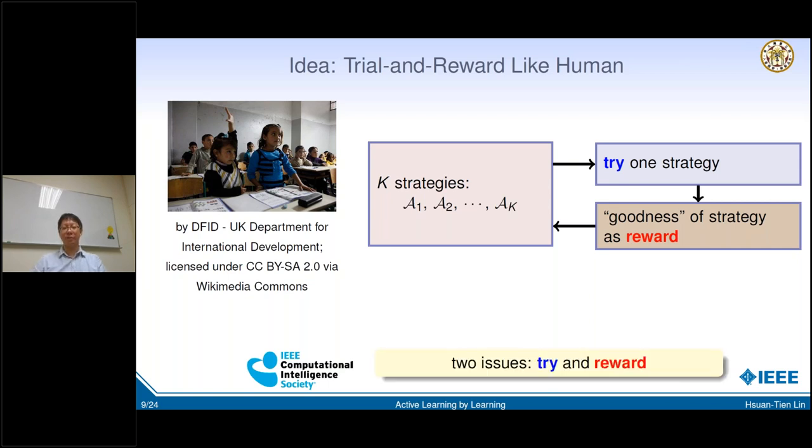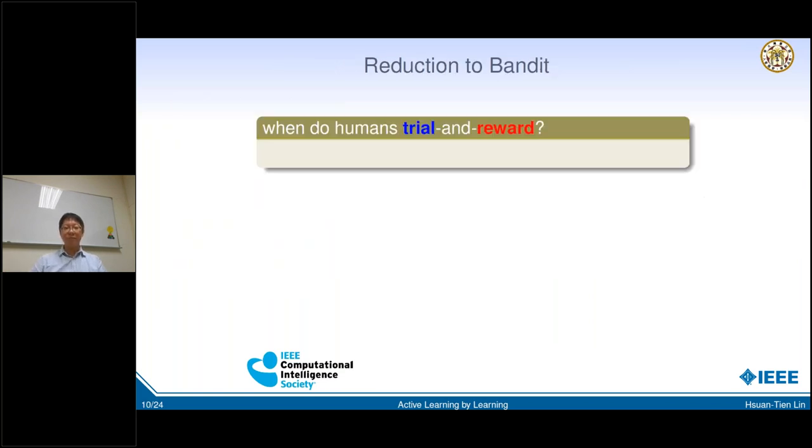There are two issues in designing this algorithm. One is how to try, and the other is how to set a reward function. Let's separately look at the two issues. Firstly, how to try. When do humans do this try and reward setting? That's one thing we ask ourselves.